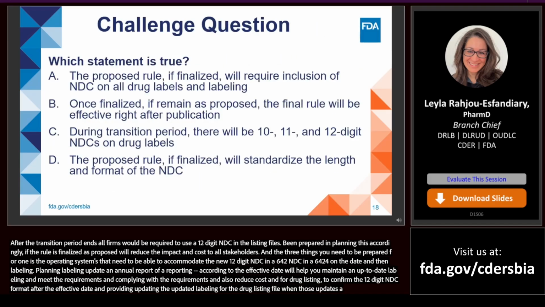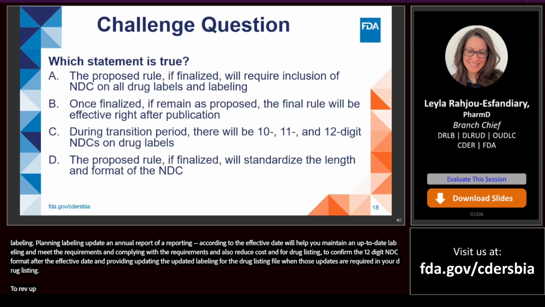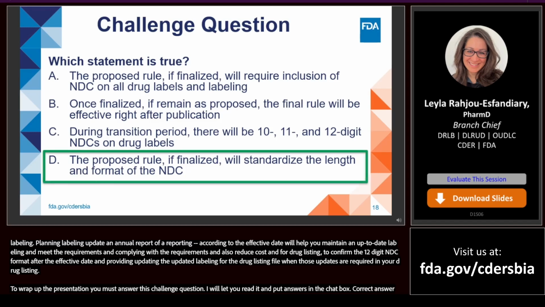To wrap up the presentation, you must answer this challenge question. I will let you read it and provide your answers in the chat box. Which statement is true, A, B, C, or D? And the correct answer, as some of you have responded correctly, is D.